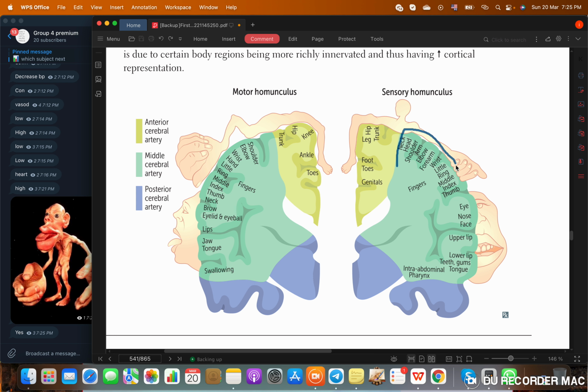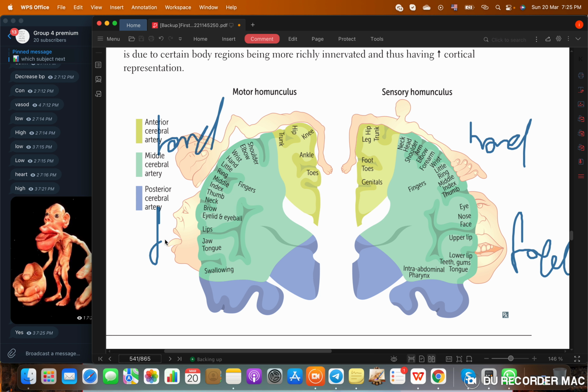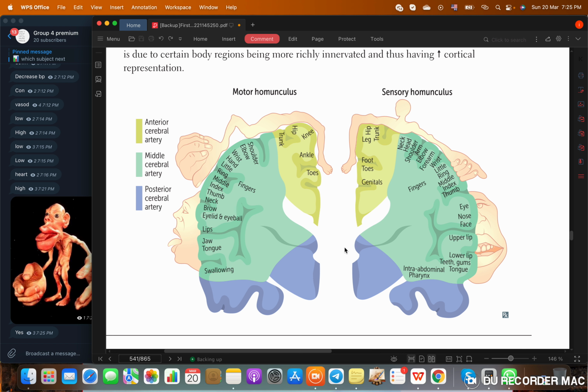What about the MCA? Well, let's take a look at the MCA. It supplies this whole thing, which is basically, to make it easier for you, a hand and a face. Hand and a face. Right? Okay, am I saying that in case of MCA infarction, the patient will have paralysis of his hand and paralysis of his face, disturbance of sensation of the hand, disturbance of sensation of the face, with sparing and no affection of the foot?